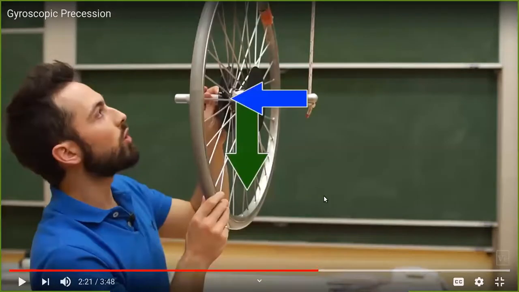You see, the self weight of the wheel is producing a torque about the supporting rope, right? And under the action of this torque, the wheel swings down.